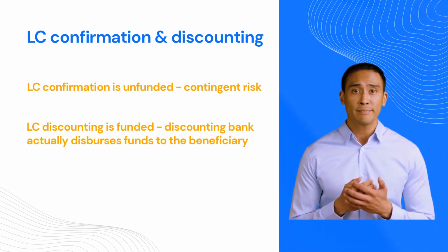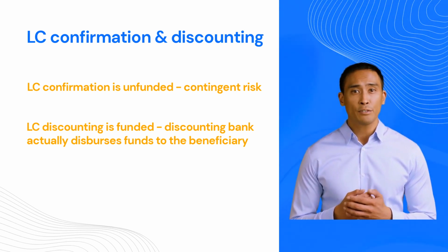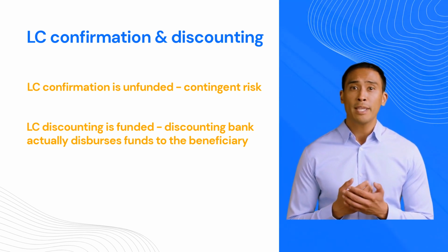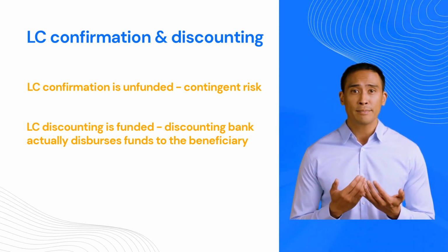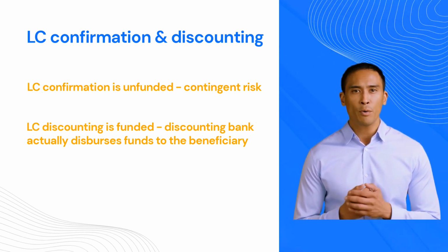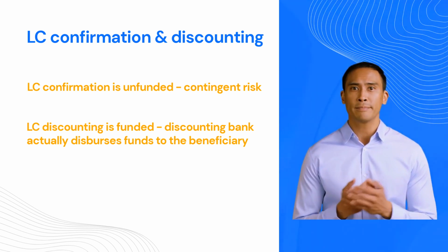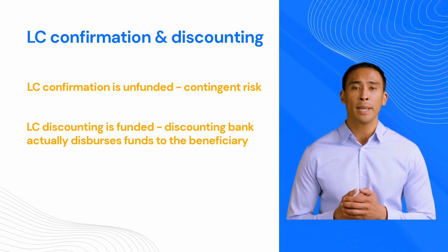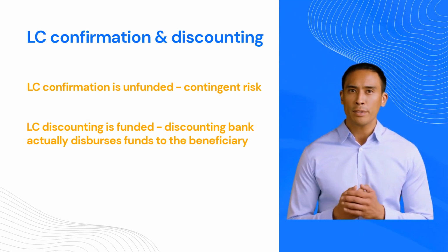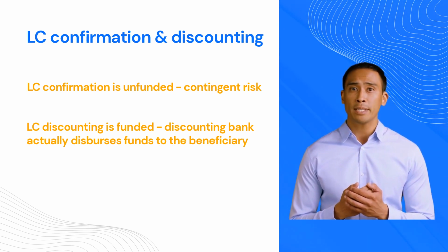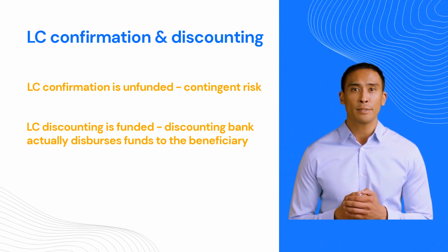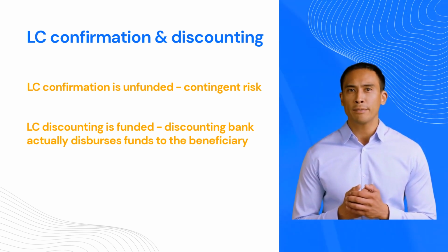On the other hand, LC discounting is a financial transaction in which a bank or financial institution, the discounter, provides financing to an exporter or supplier by purchasing the LC from them at a discounted value. In other words, the discounter pays the exporter or supplier a portion of the value of the LC before the payment is due, in exchange for the right to receive the full payment when the LC is eventually honored by the issuing bank.